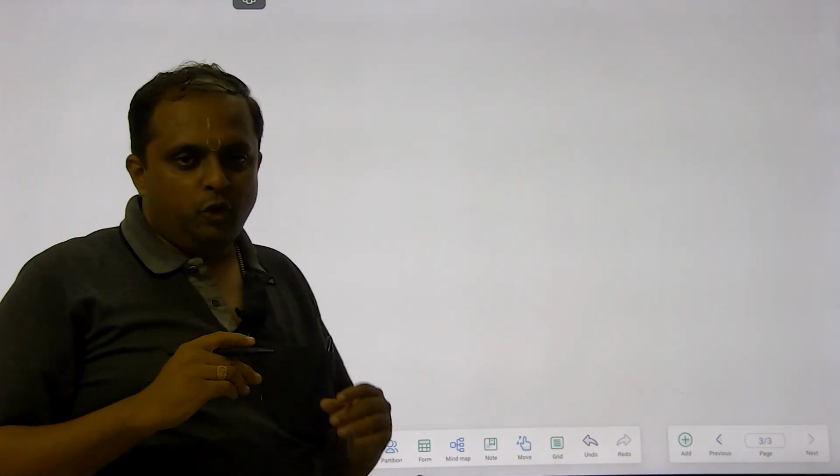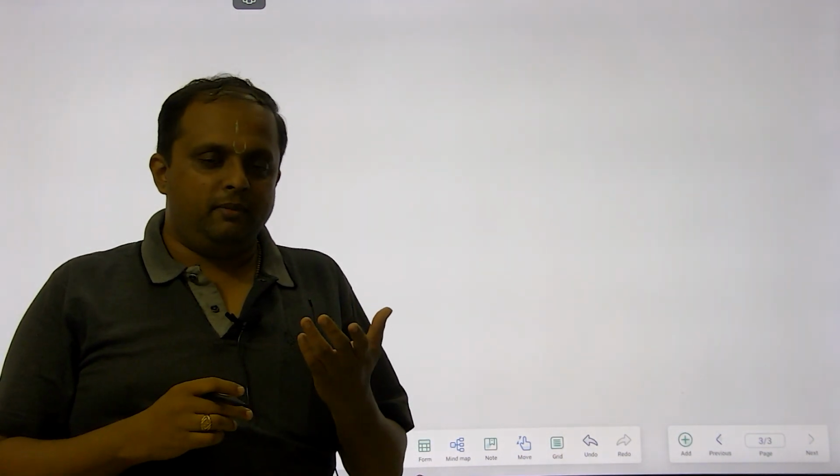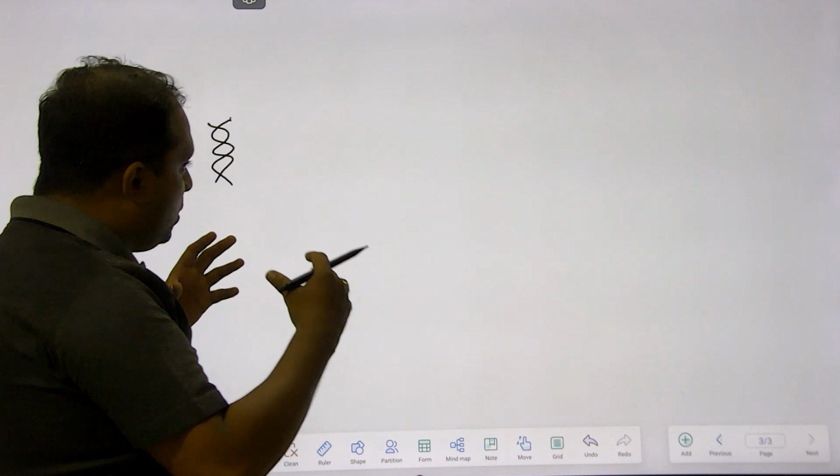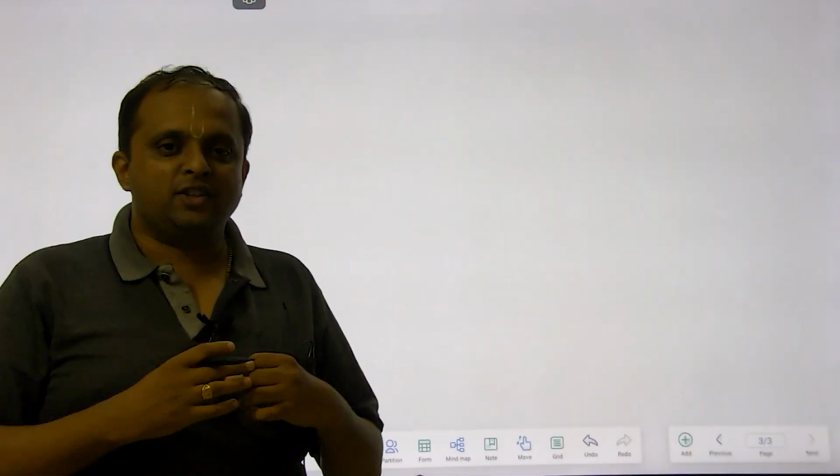in case of human, if you try to unwind and measure it, it is going to measure about 2 meters. The question here is, how is this 2 meter DNA getting inside a microscopic cell, that too inside a nucleus, which means that the DNA has to undergo compaction. Okay, it has to undergo compaction.